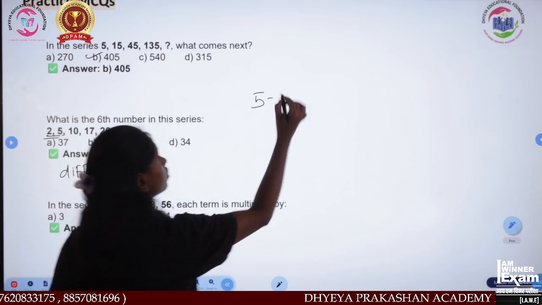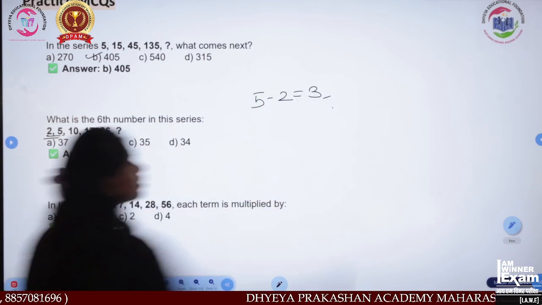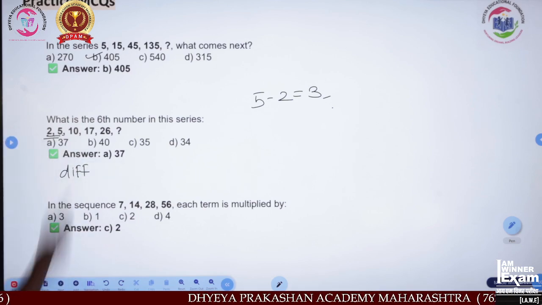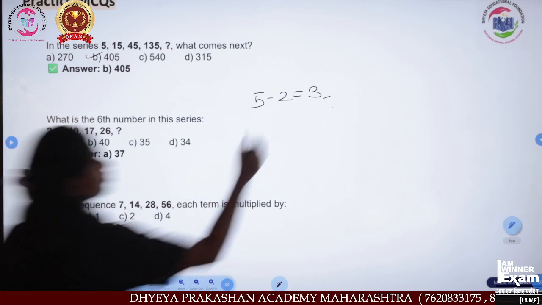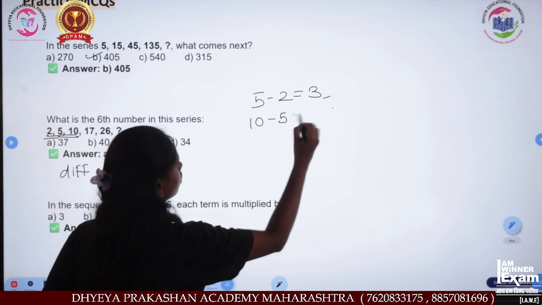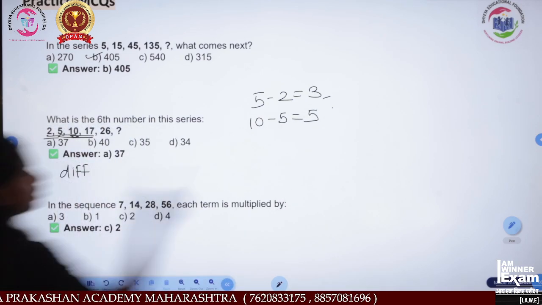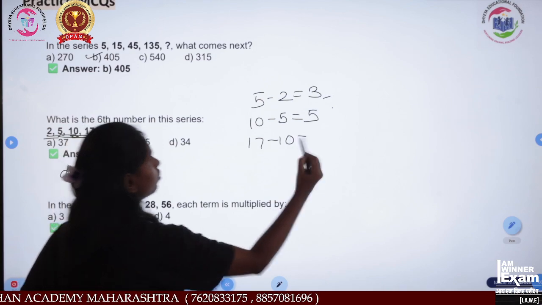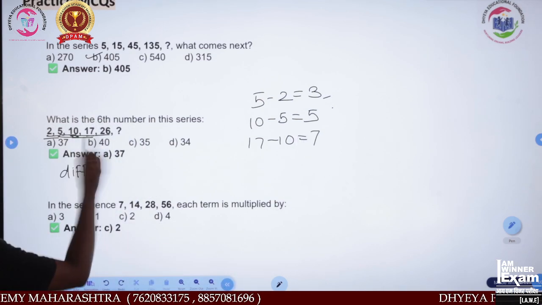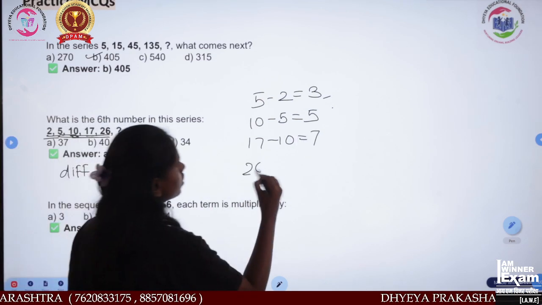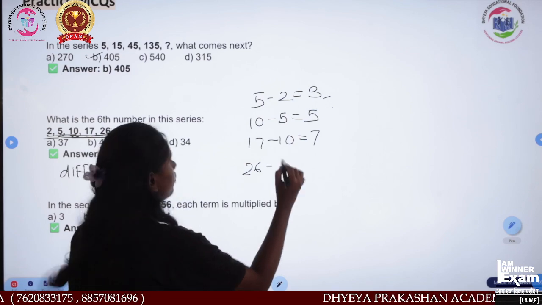If you take two numbers to see the difference, 5 minus 2, you will get 3. Then again taking these two numbers, 10 minus 5, this is 5. Then again taking these two numbers, 17 minus 10, you will get 7. Then again taking these two numbers, that is 26 minus 17.